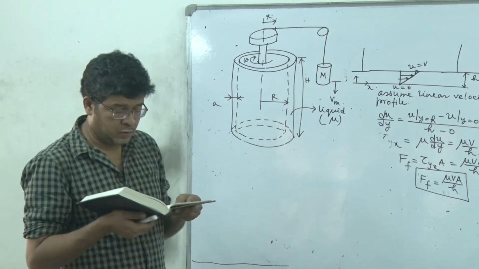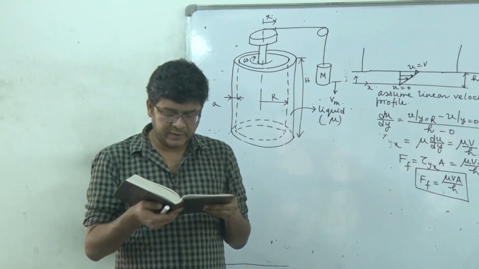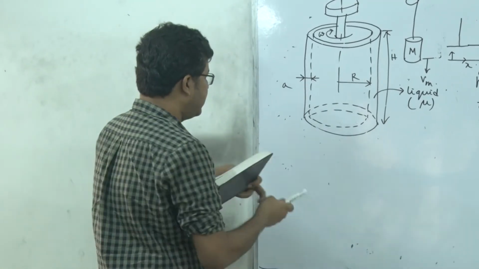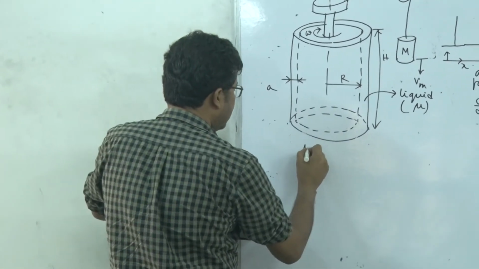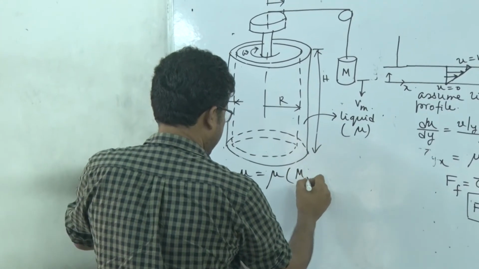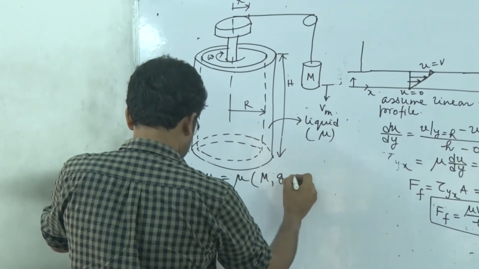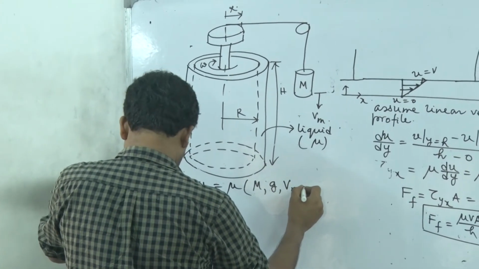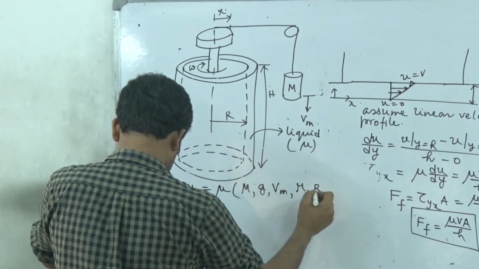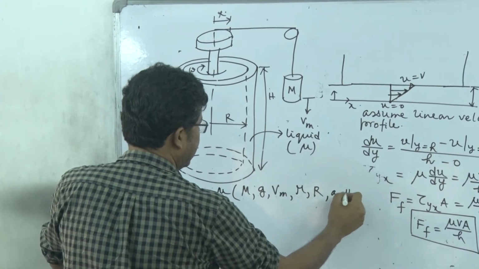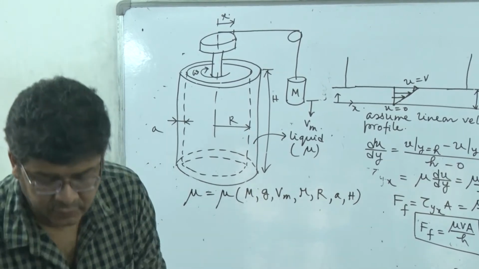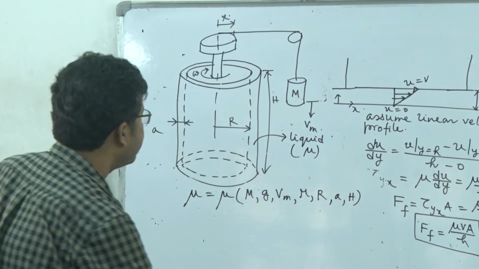So what do we have to do? We have to develop an algebraic expression for the viscosity of the liquid in terms of what? We have to derive mu as a function of m, g, then Vm, then small r, capital R, a and h, but not in terms of omega. Omega we have to eliminate, right?